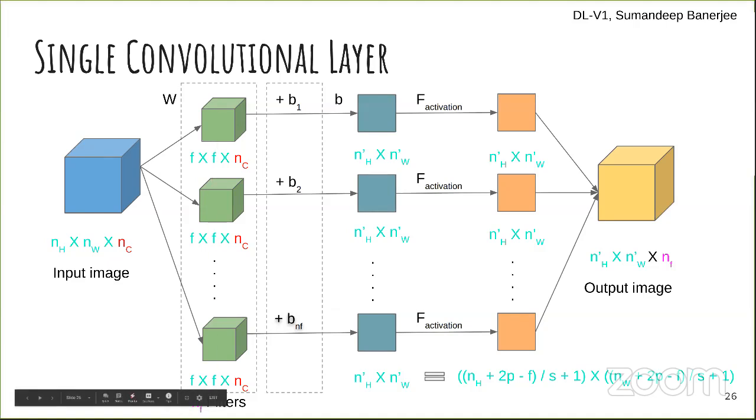So the number of weights here are nf into f into f into nc. For each of the weights, you compute your derivative using the chain rule, and then you update each of the weights after each step of the backprop.